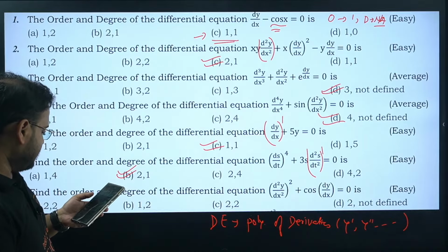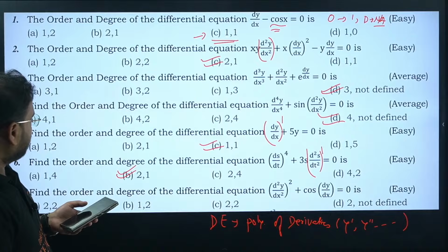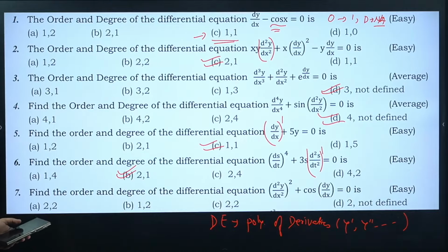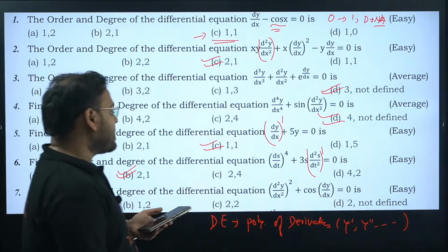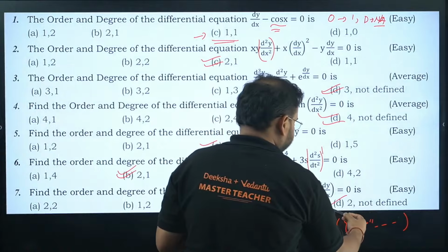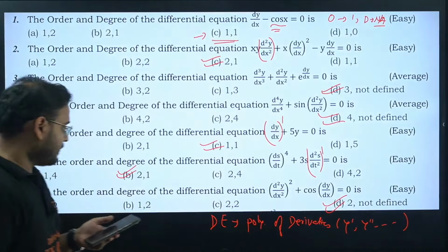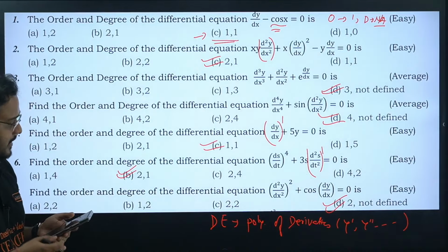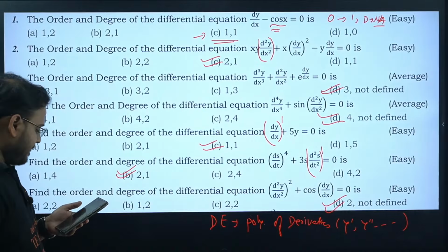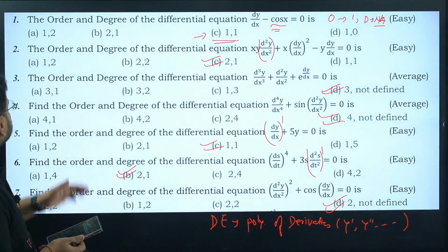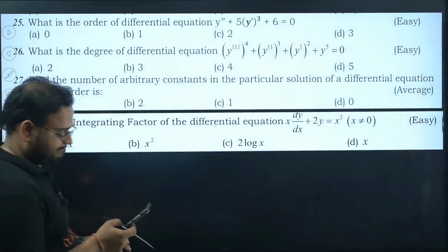Which one is C? 5 is C, correct. Seventh, find the order and degree of the differential equation given like this. Again, order is 2, degree is not defined. 6 is B and 7 is D. Okay, so I'll cross check this, guys.